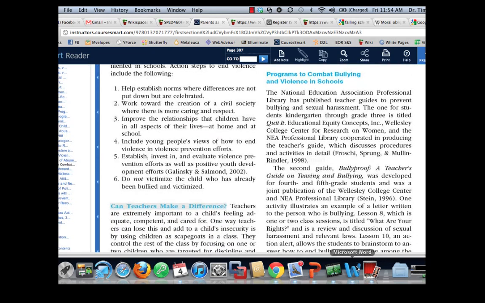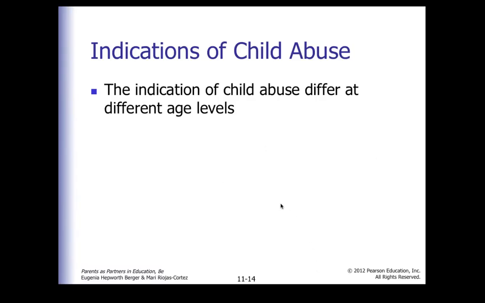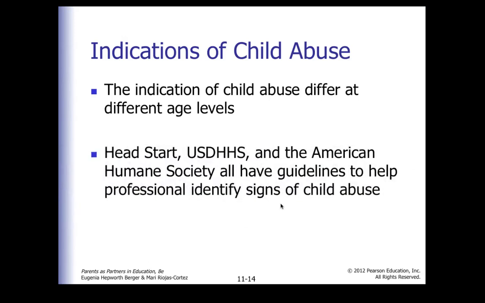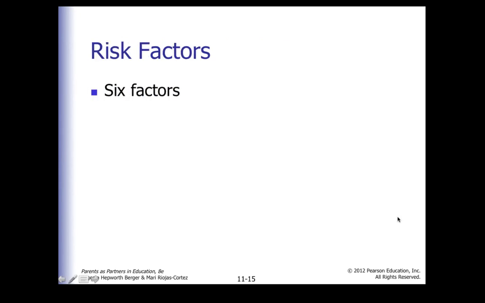I'm going to ask you to do this. And it looks like this, where here's these programs. This is so interesting to me here, is, again, we mentioned the American Humane Society as part of this. Signs of child abuse, risk factors, 6 factors of who's at risk.